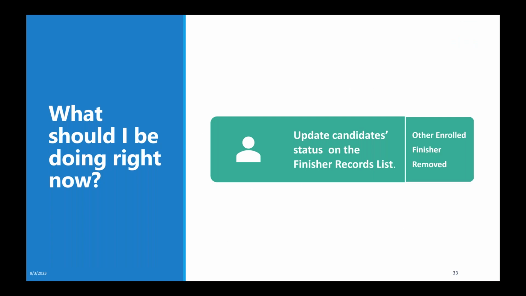What should EPP staff be doing now? For reporting 22-23 data, you should verify and update where necessary the status of every person in each of your programs. Remember, after the 22-23 reporting year locks, you will no longer be able to update status for 22-23.